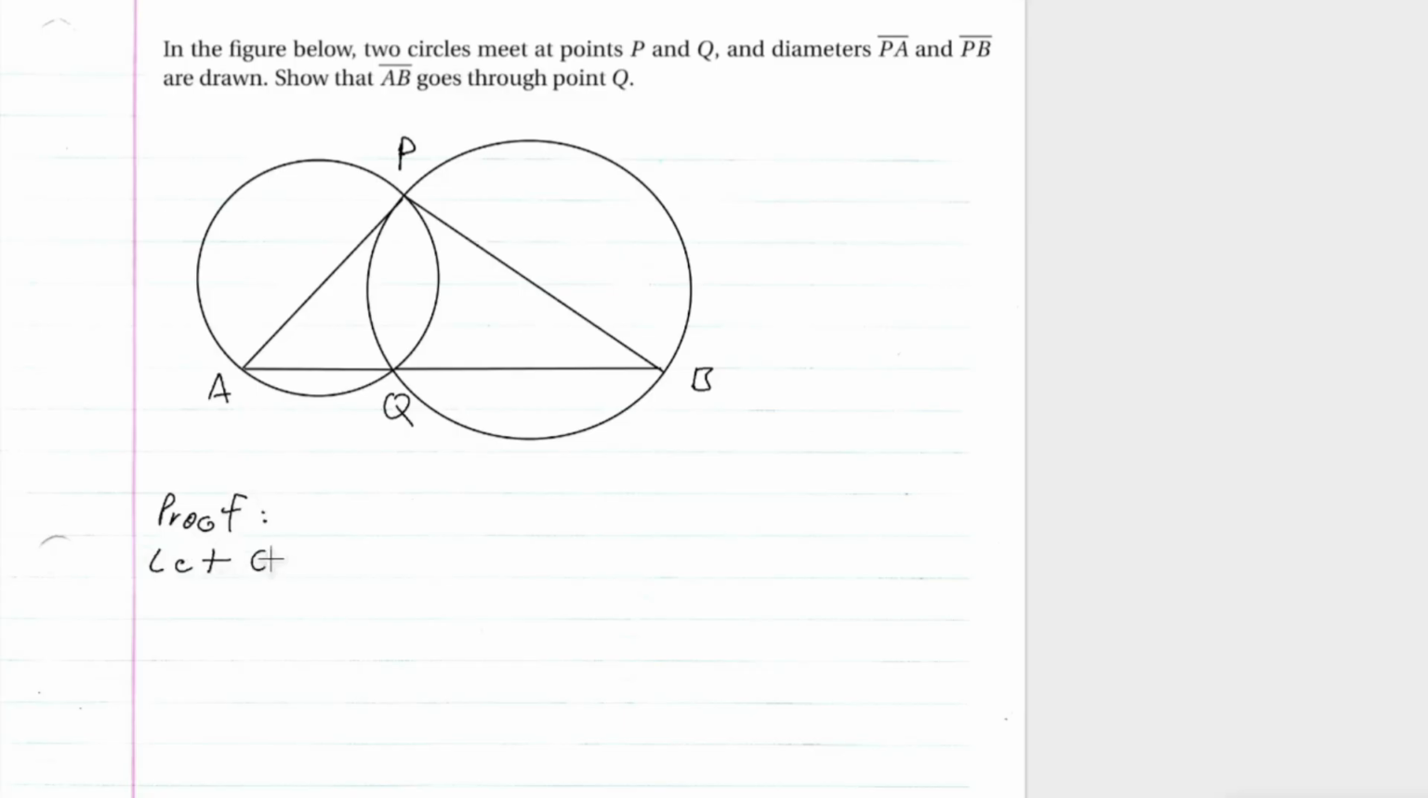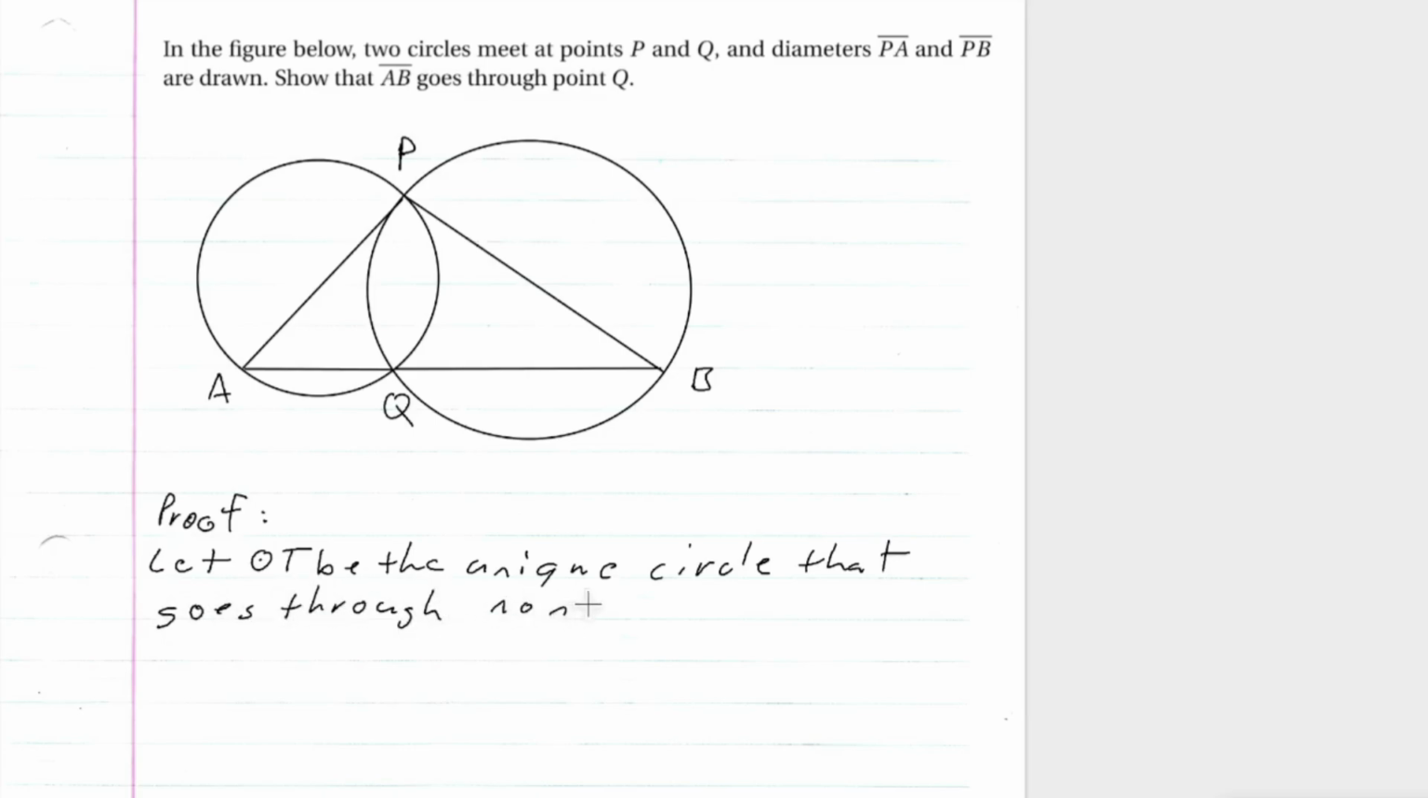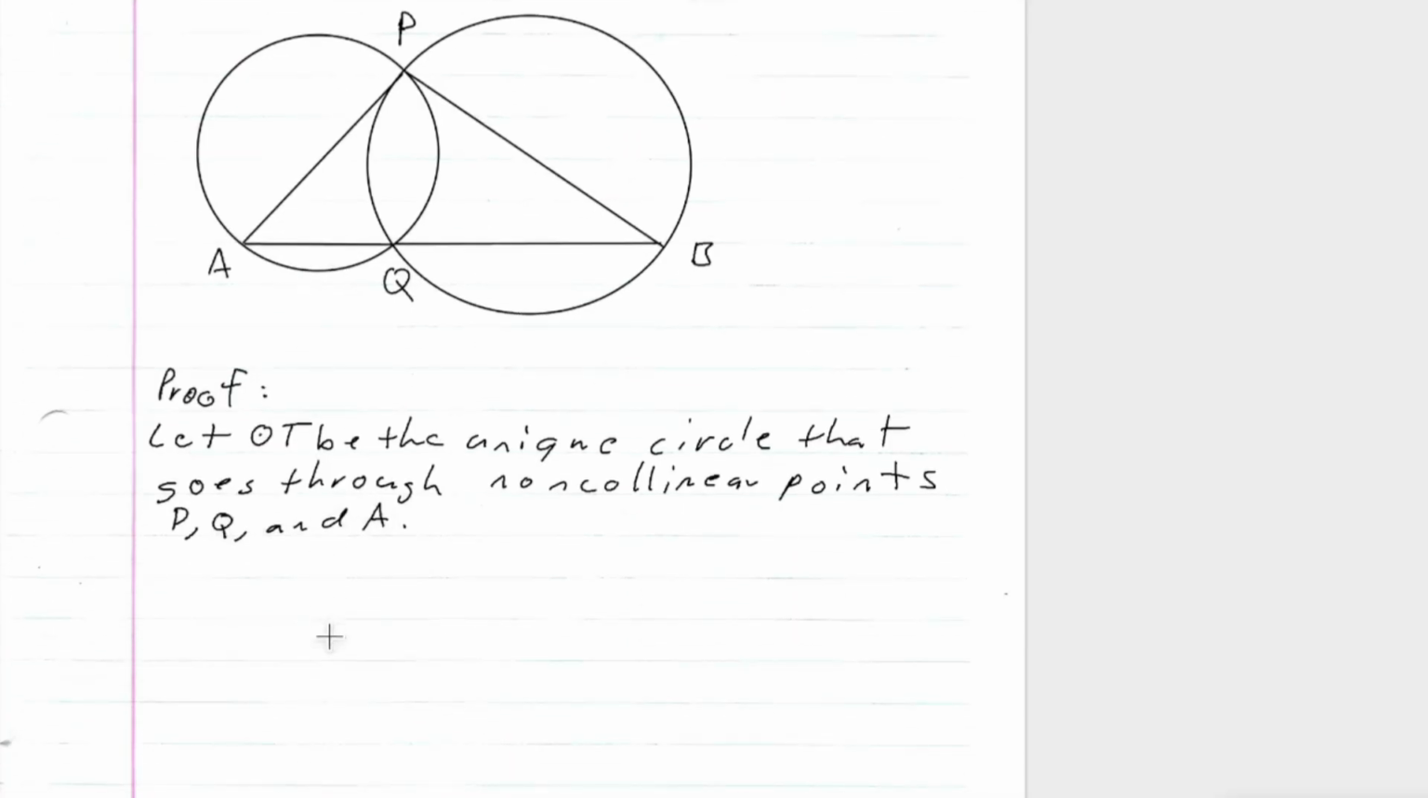We're going to let circle T be the unique circle that goes through non-collinear points P, Q, and A. Since PA is a diameter for circle T, this implies that T is an element of PA. That means that T lies on PA.